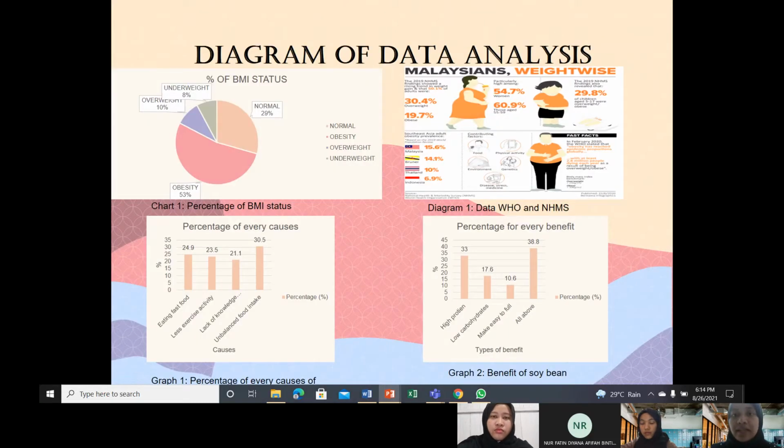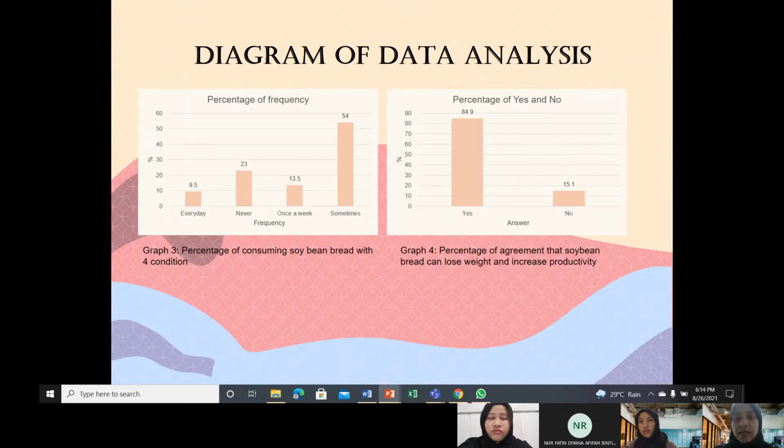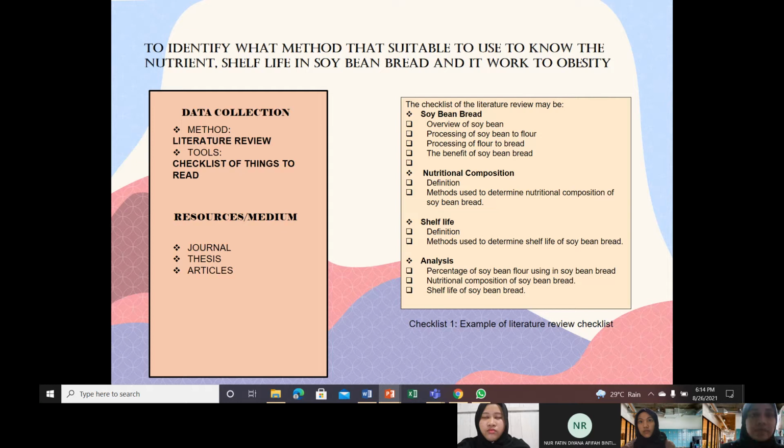This data analysis shows the data from the form: chart 1, percentage of BMI; diagram 1, data from WHO and NHMS that state Malaysia is the highest in obesity among Southeast Asian countries; graph 1, percentage of every cause; graph 2, benefits of soybean; graph 3, and then graph 4. That's all.